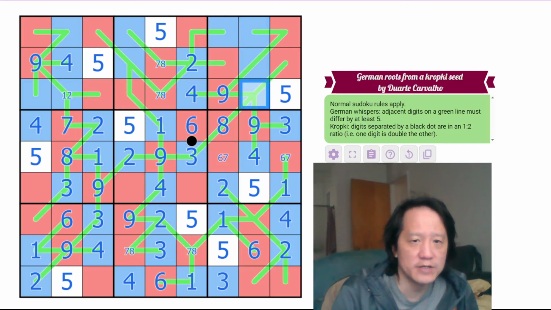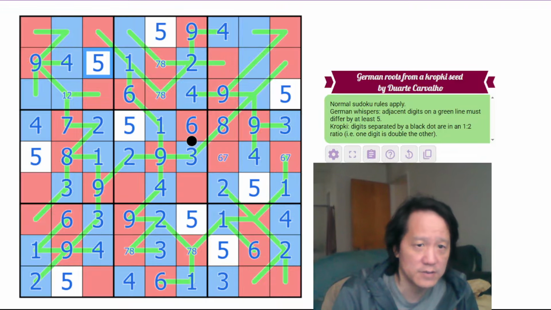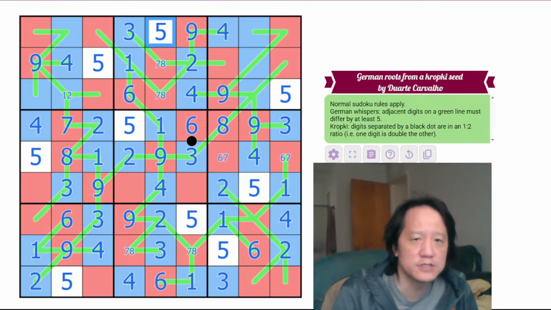We have 3 remaining digits here, which must be 1, 2, and 3. This can't be 1, 2, or 3. It's 4, which must be next to a 9 on a Whisper 5 line. That forces this to be 6, which is next to a 1 on a Whisper 5 line only. That leaves us a 3 here for the low digits.